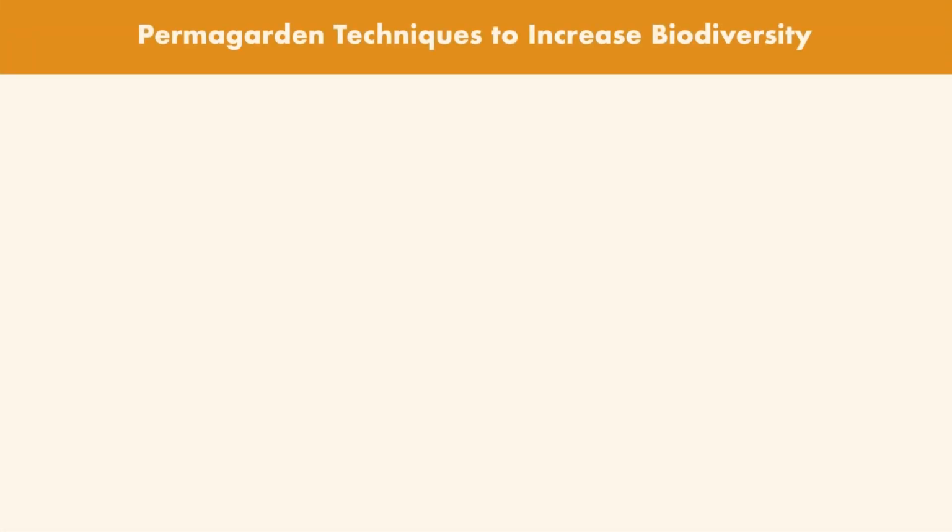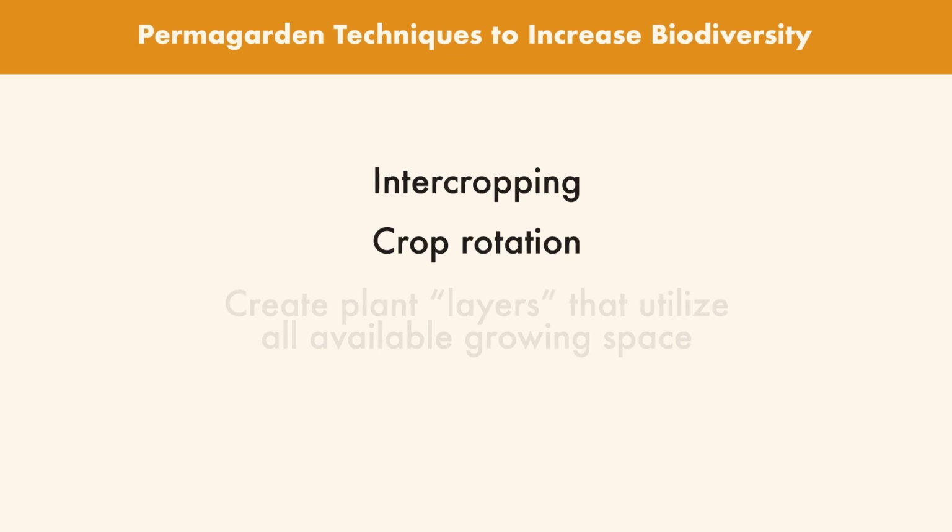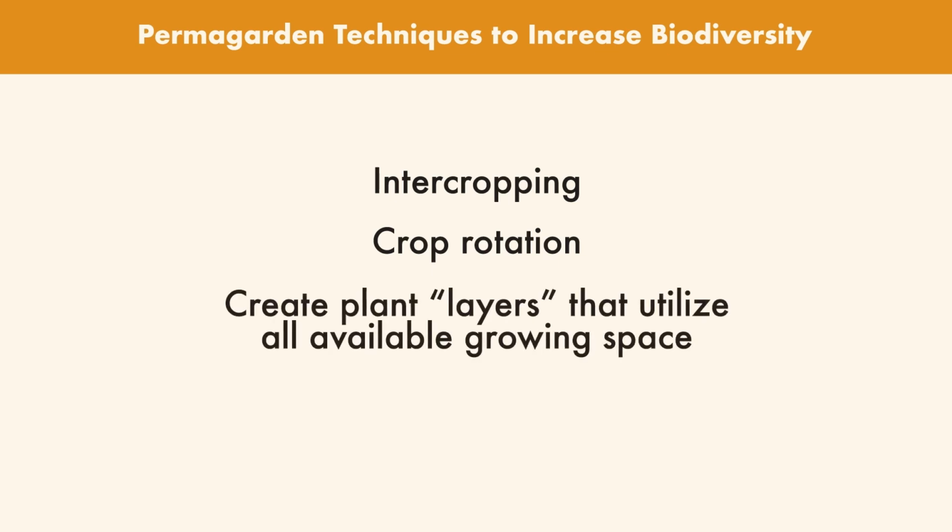The Permagarden approach uses a variety of techniques to increase biodiversity. These techniques include intercropping or planting multiple species within the same garden bed. Intercropping is complemented by crop rotation, which is changing the type of crop that is grown in a given bed or plot season to season. The Permagarden approach also uses every available opportunity to create plant layers that utilize all available growing space and incorporate animals in and around the garden.